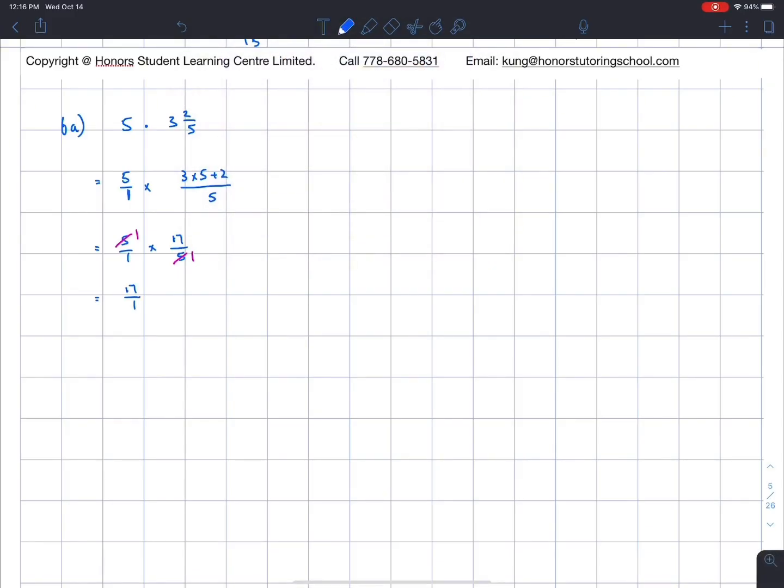We just multiply the numerator with the numerator and the denominator with the denominator. So anything over 1 is just itself. So my final answer is 17.